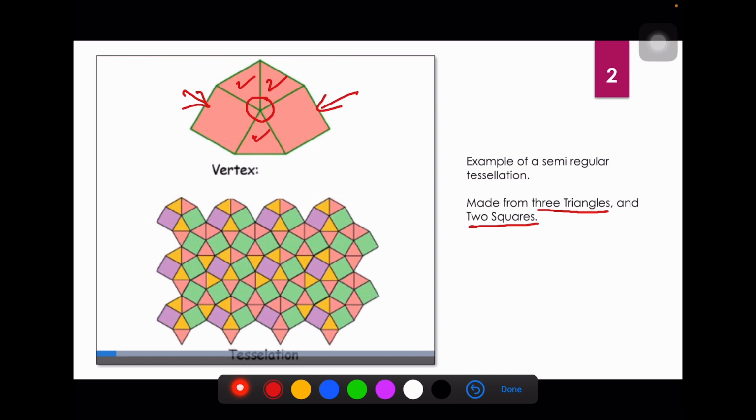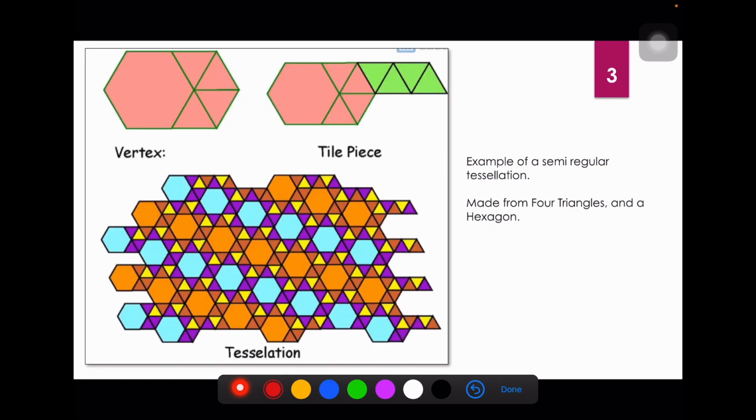So then the pattern becomes this lovely pattern here. That's the tessellation. Next, number 3 is where you have 4 triangles and a hexagon. So you have 4 triangles, 1, 2, 3, 4, and a hexagon.